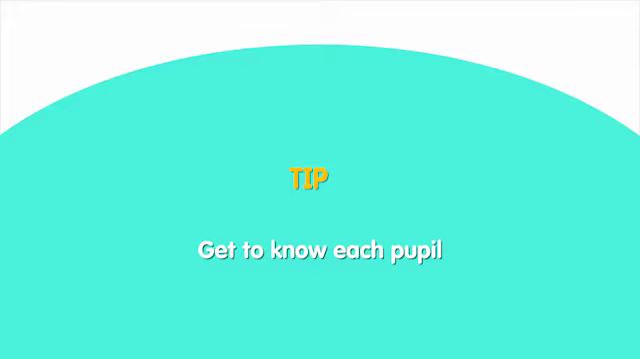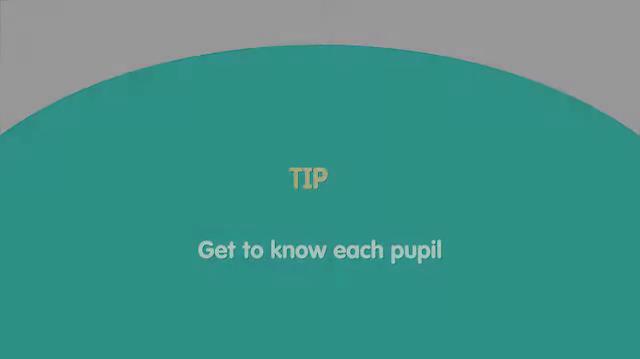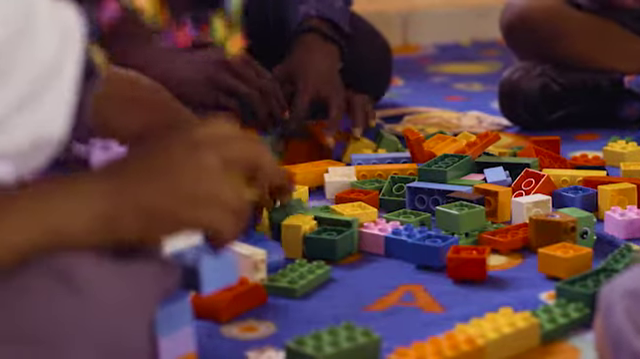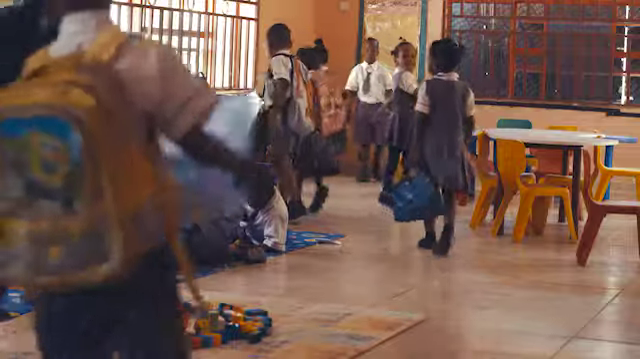It is important that teachers get to know each pupil. This helps you learn about their interests and experiences, and also helps you identify strengths and weaknesses. Once you know these things, you are able to vary your teaching within a lesson.